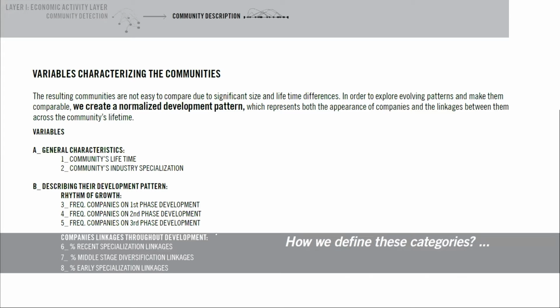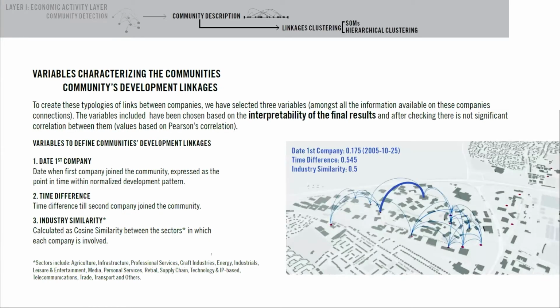I think we need to explain in a bit more detail how we define these typologies of linkages in the communities. First of all, we select 3 variables to describe these links. These 3 variables are the date when the first company joined the community, the time difference until the second company joined the community, and the industrial similarity between both companies.